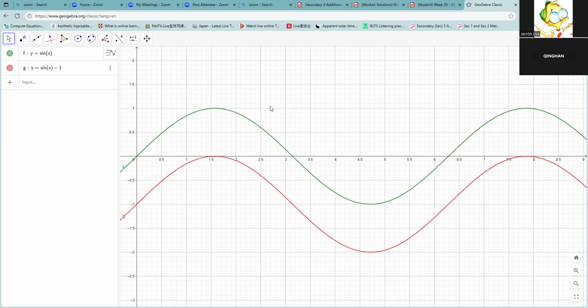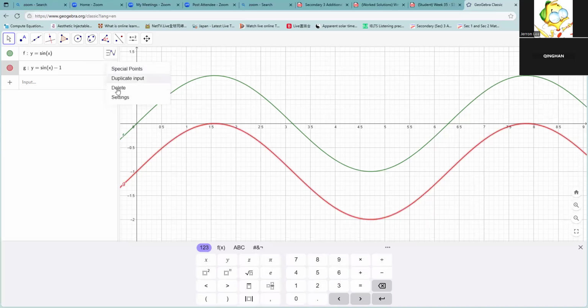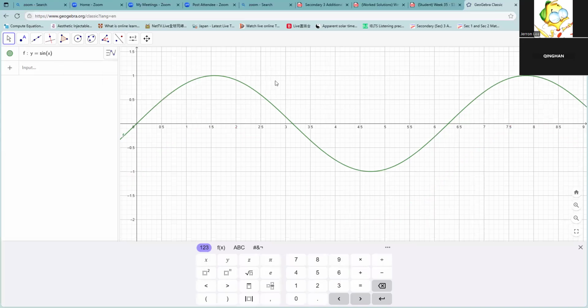That means if you add something to this sine graph, be it +3 or -3, it will change the position of it. It will either move up or move down. Later on I'll teach you how to sketch this. And then of course I can do something else. Let me just remove this red sine wave, and let me change something now.